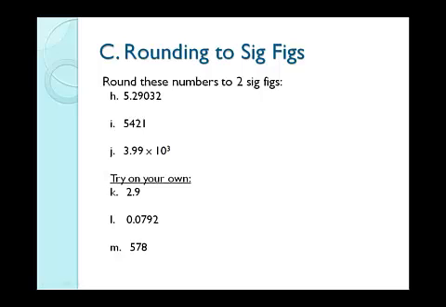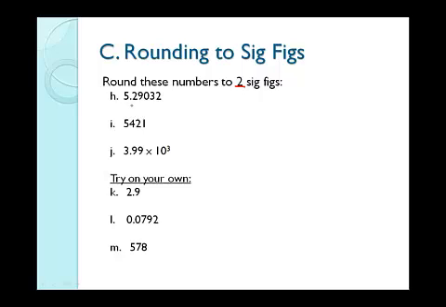Let's try rounding now. Rounding is going to follow similar rules for sig figs. You're going to have to use those rules, but as we're going to see in a little bit, calculations often cause us to have to round a number that we calculate to sig figs. So let's practice here. In this case, I'm asking you to round to 2 significant figures. You could round to any number of sig figs, but for now we're going to try 2.